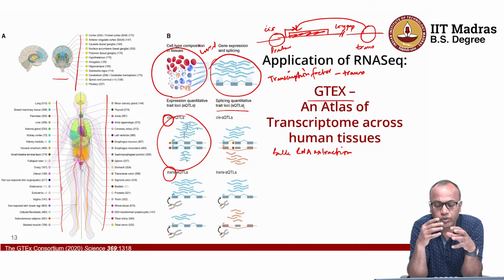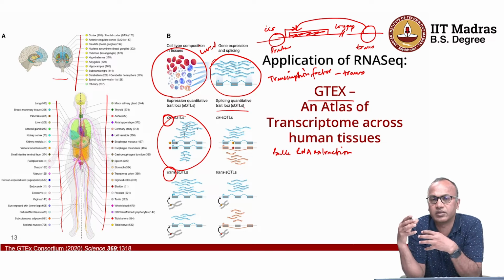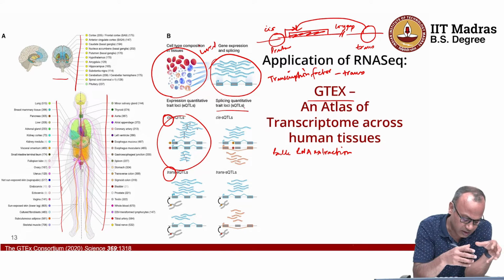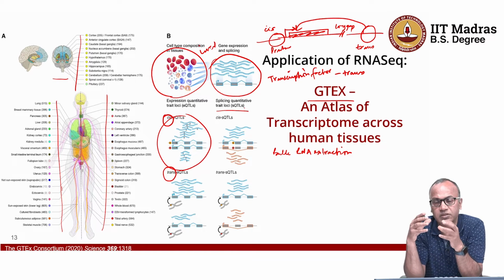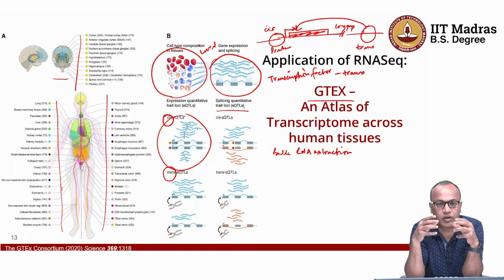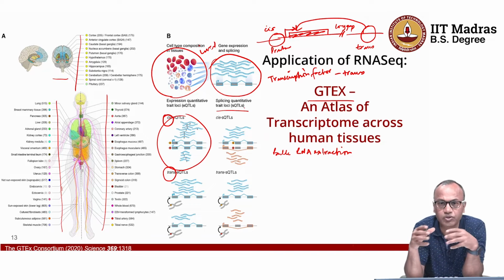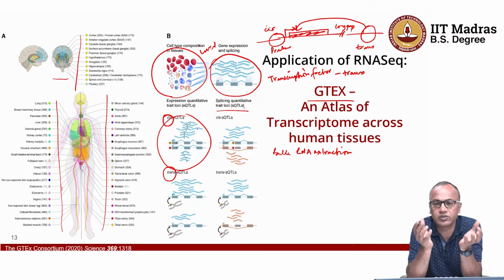So I will know what the genes are that are highly expressed in liver, what are the genes that are highly expressed in lung, what are the genes that are highly expressed in kidney, what are the genes that are highly expressed in the cortex of a brain or hypothalamus of a brain, or what are in the stomach or in the bone. So all of this I can do.